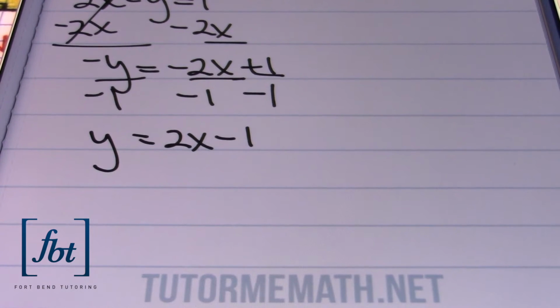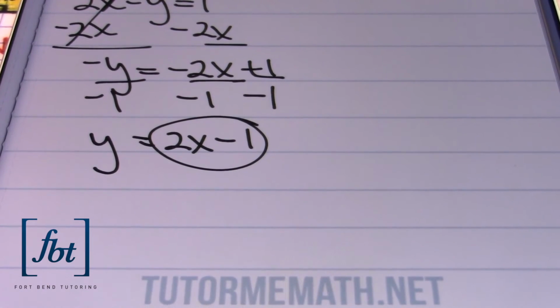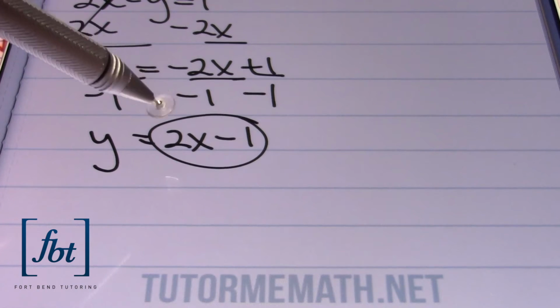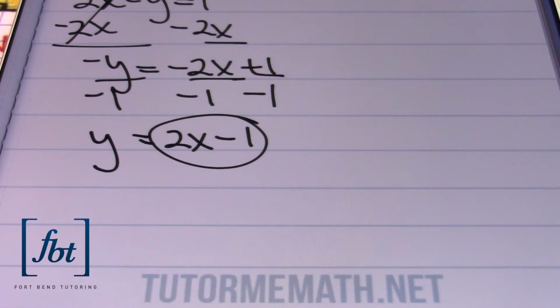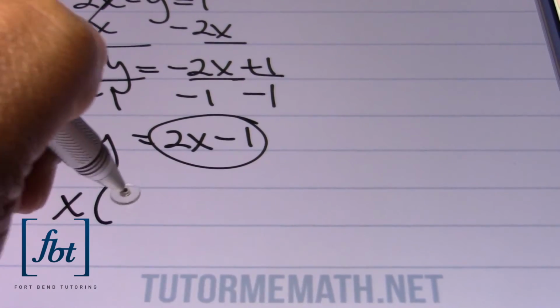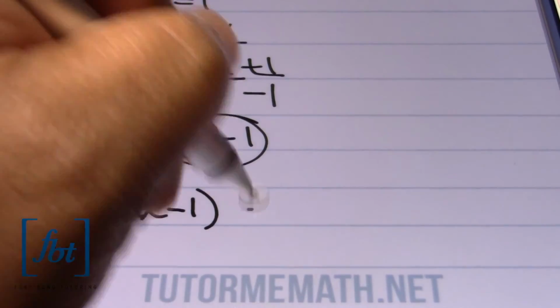minus 1. And because we know now that y equals 2x minus 1, we'll be substituting in this value of y into our rational function. So we will rewrite the rational function as x times 2x minus 1 equals 6.